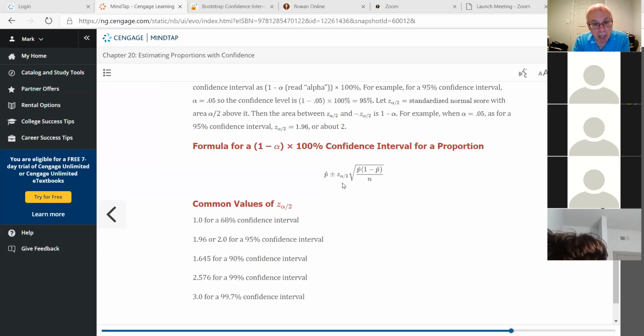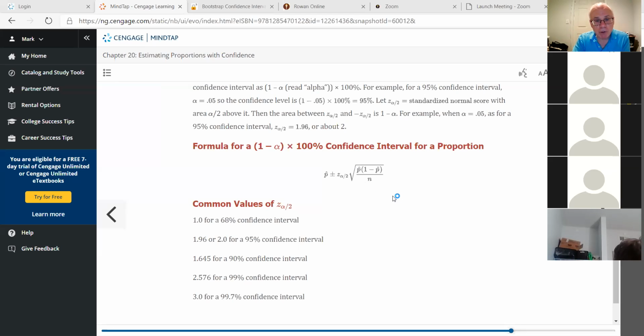But this is the traditional way of creating the confidence interval. You take your sample proportion and you add and subtract this number, which is the multiplication of this z times this standard error. That's the traditional way of doing it.